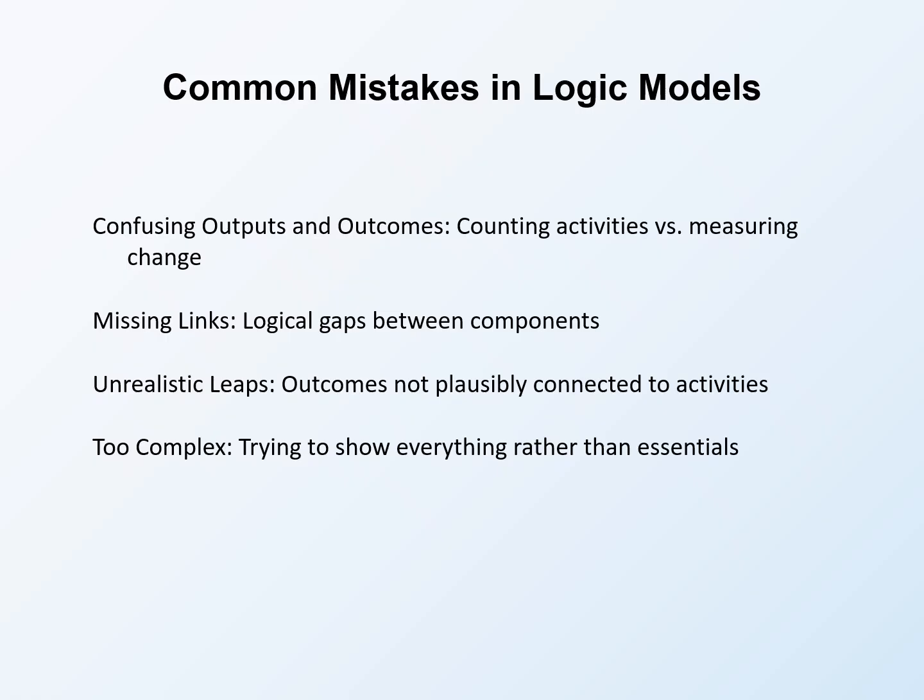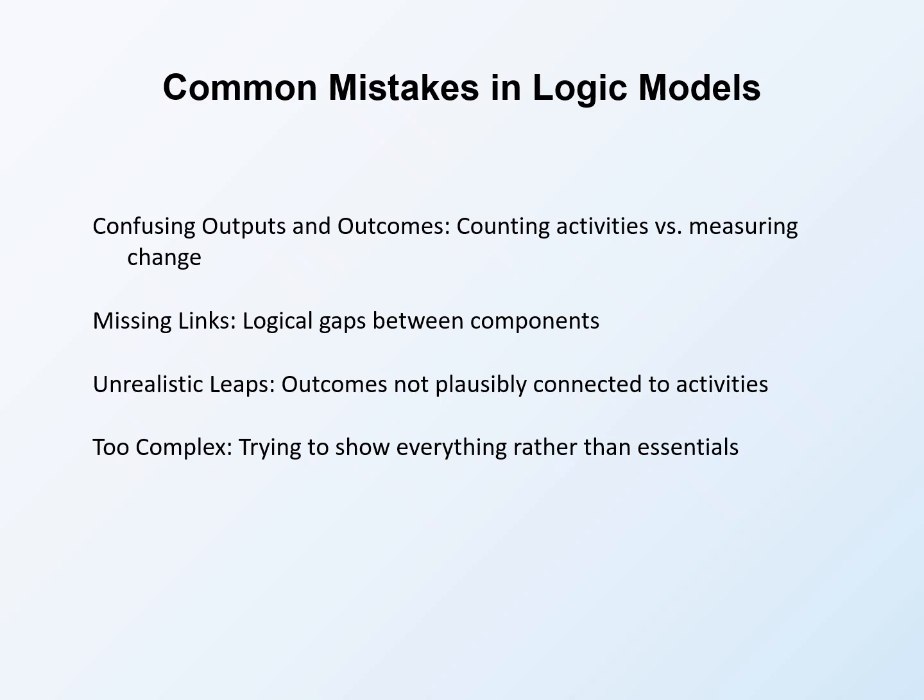Several common mistakes undermine logic model effectiveness, and understanding these pitfalls helps you avoid them. Confusing outputs and outcomes is perhaps the most frequent error that reviewers identify. Outputs count what you did, such as the number of people trained or sessions conducted. Outcomes measure what changed as a result, such as increased knowledge or improved skills. These concepts are fundamentally different and must be clearly distinguished in your logic model.